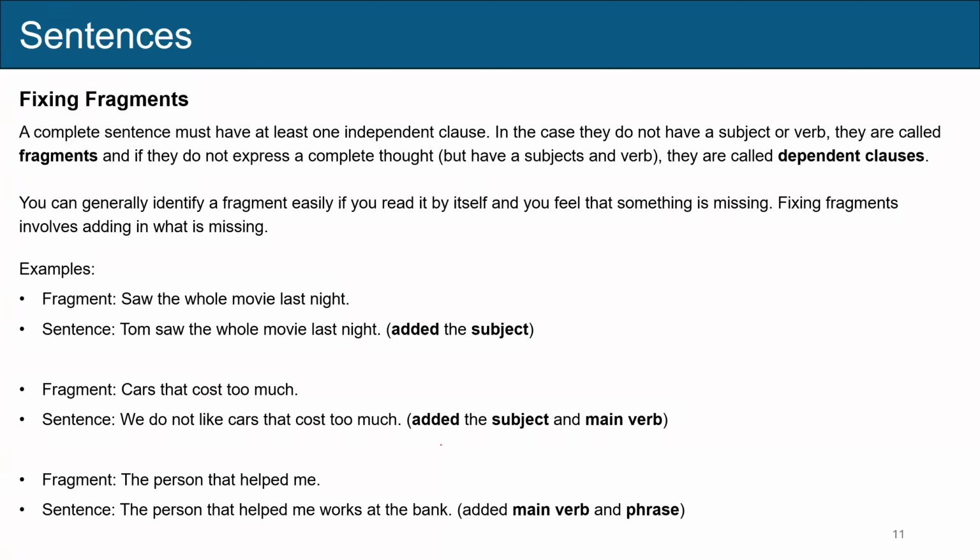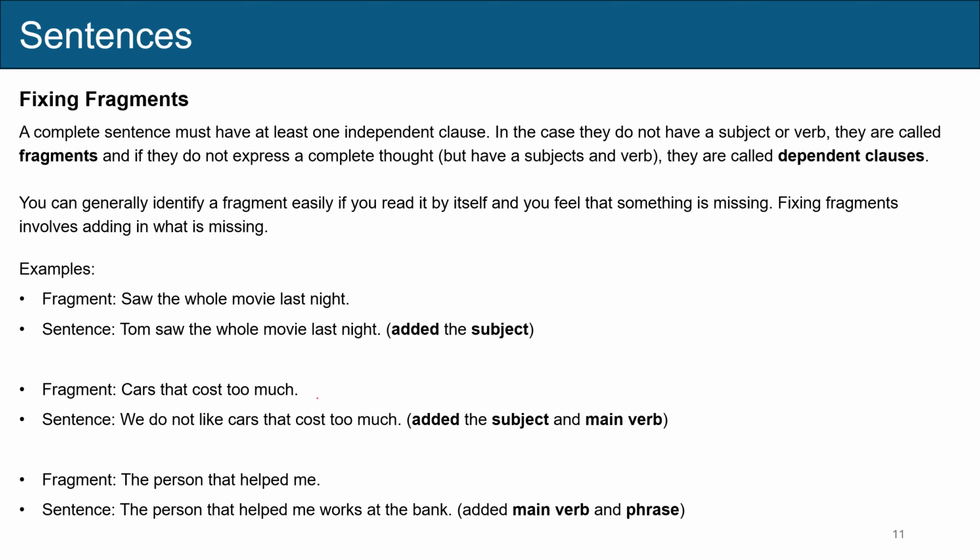Now, fragments, again, these are incomplete sentences, essentially. They're missing something. And so in your writing, you should not have fragments. You should not have things that cannot stand by themselves as a sentence, because while we might use them in conversation, they are not appropriate for academic writing. So, saw the movie last night? We might say that to a friend to let them know what we did last night, but in academic writing, we need to include the subject.